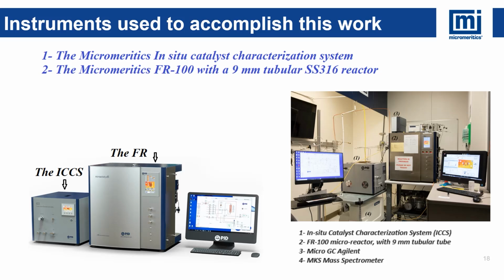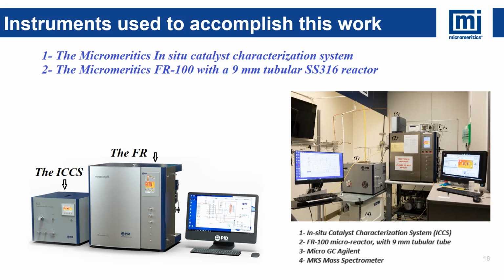So we did not measure the BET surface area because we would have had to remove the sample. The ICCS does not allow measuring the BET surface area because it needs liquid nitrogen. But we know that the catalyst has been deactivated because of sintering and because of the graphite being deposited on the carbon.